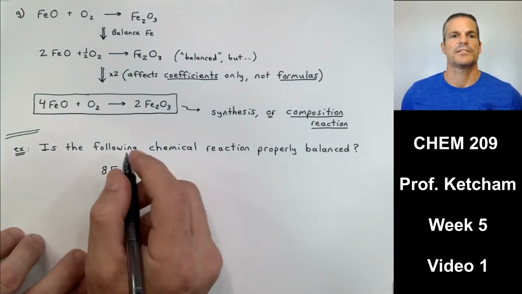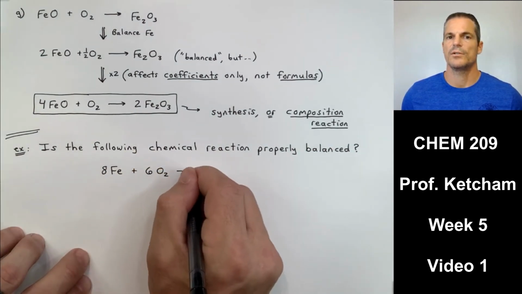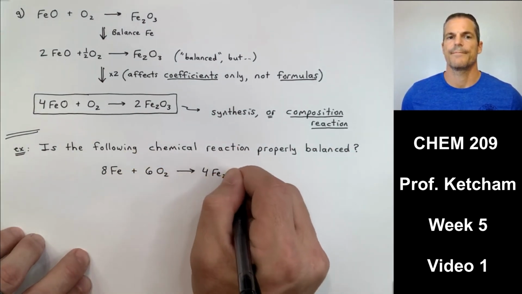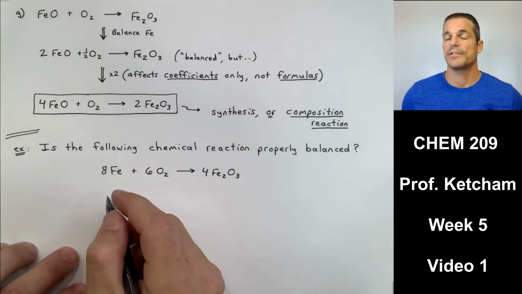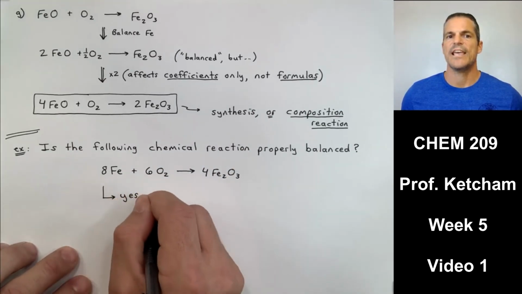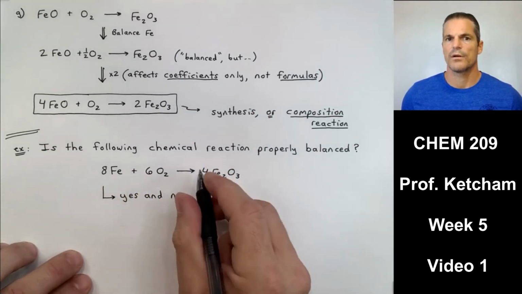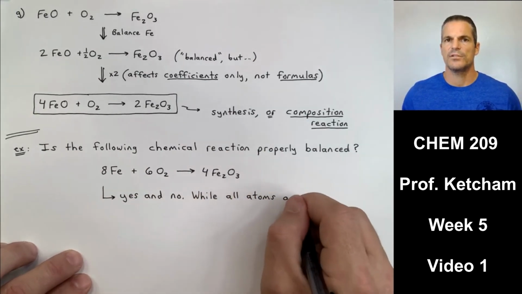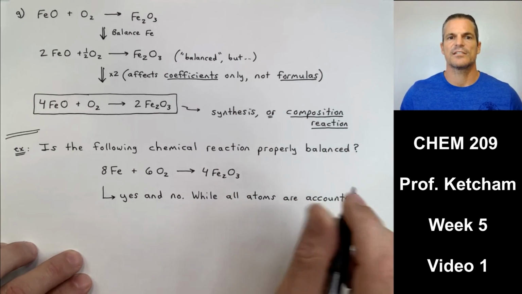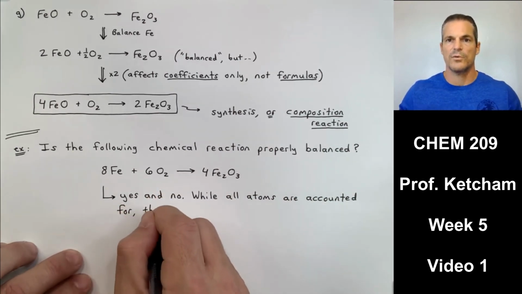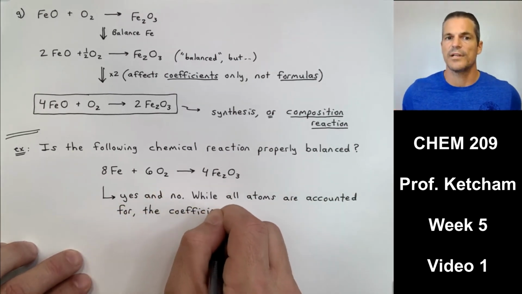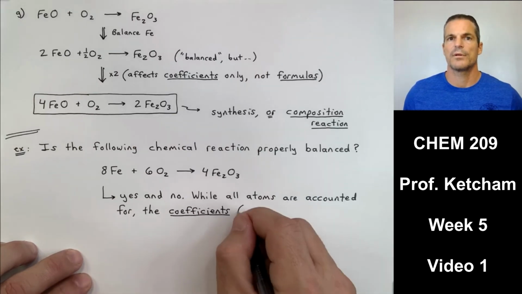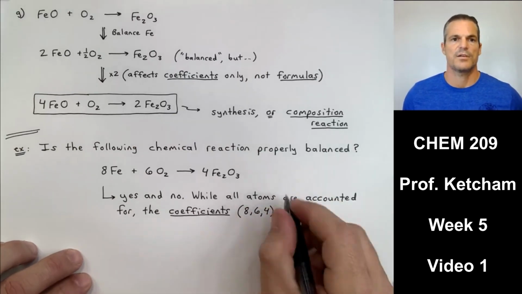8Fe plus 6O2 yields 4Fe2O3. Well, if you add everything up, it's balanced. But look at the 8, the 6, and the 4. I can reduce these, right? And when I say I can reduce these, I mean the 8, the 6, and the 4 are all divisible by 2. I can move the coefficients to lower numbers and get the proper balanced equation.